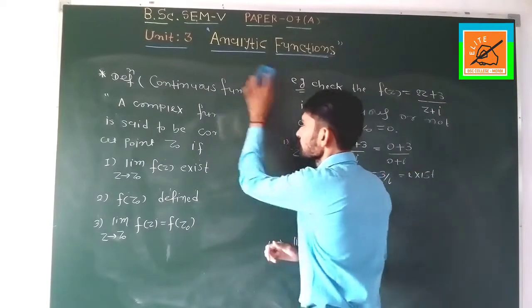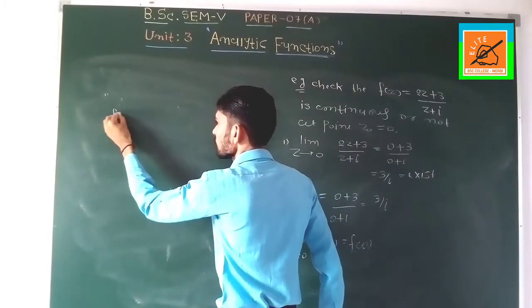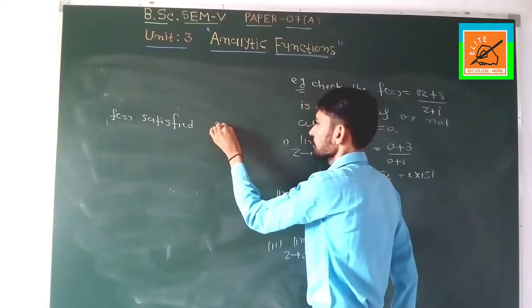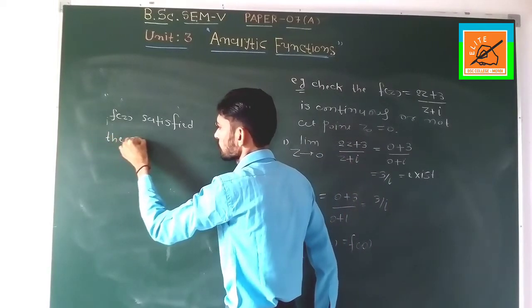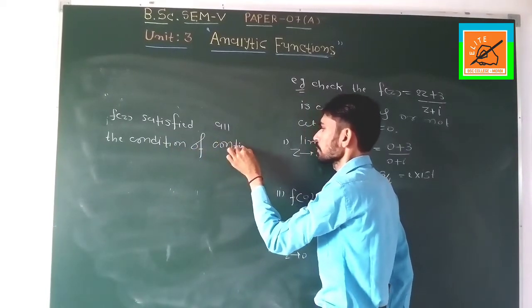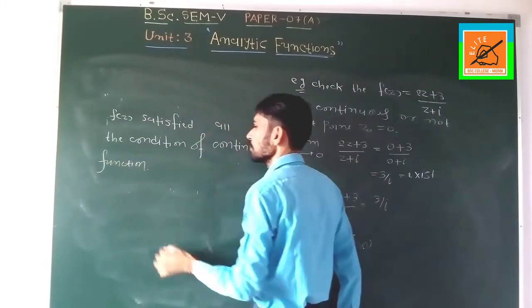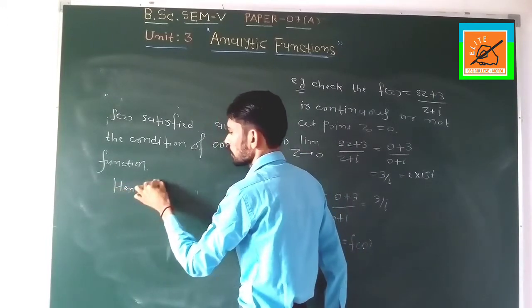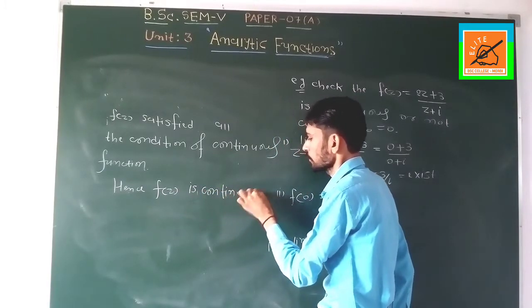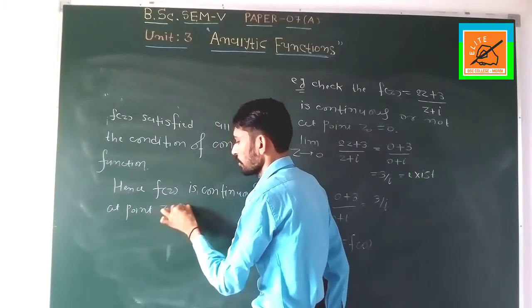So here we just write: f of z satisfied all the conditions of a continuous function, hence f of z is continuous at the point z0 equal to 0.